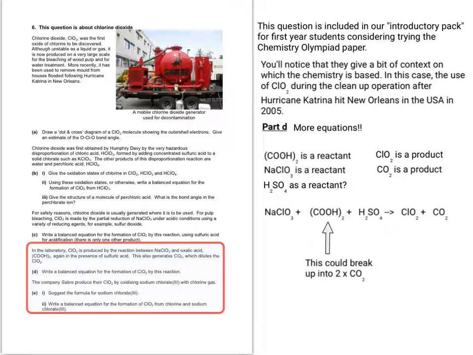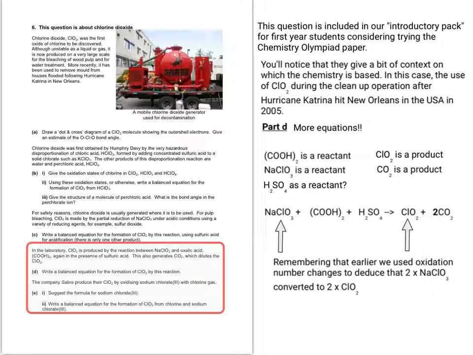So we could be a little bit canny here and have a look at (COOH)2. It could break up into 2 CO2s and also 2H+. So it's an acid, if you remember. It was called oxalic acid.